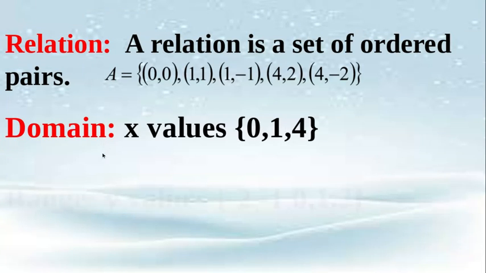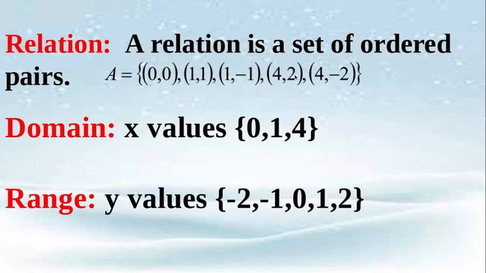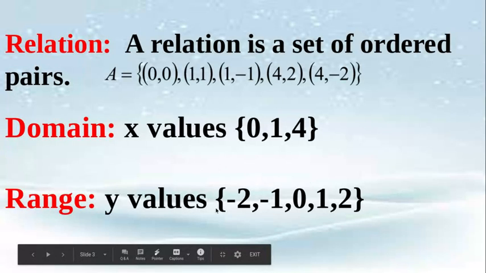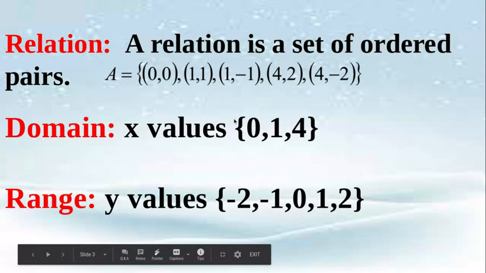So then the range is the y values. So we have 0, +1, -1, +2, -2. All right, so that's the range. And if you notice, they put the range in order from least to greatest. So you got to make sure that when you label the domain and the range, you always put them in order from least to greatest. The x values were already in order, so we didn't have to worry about that.